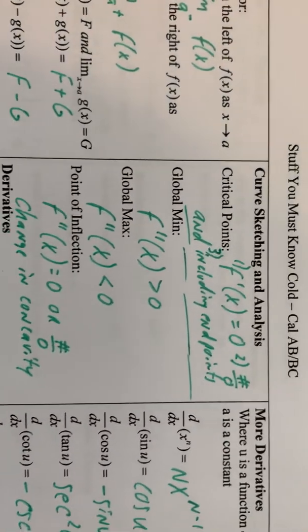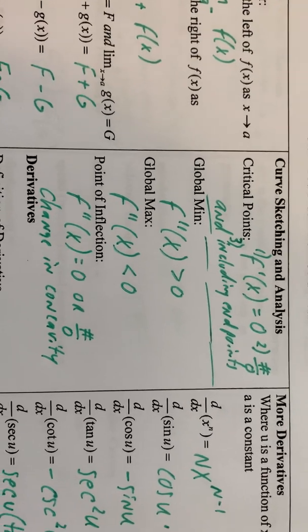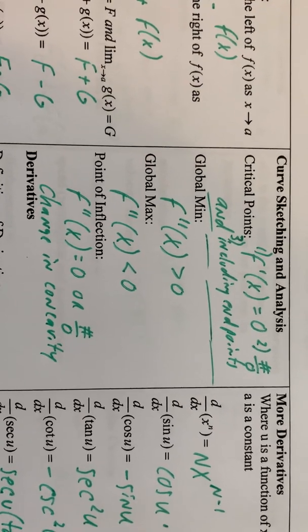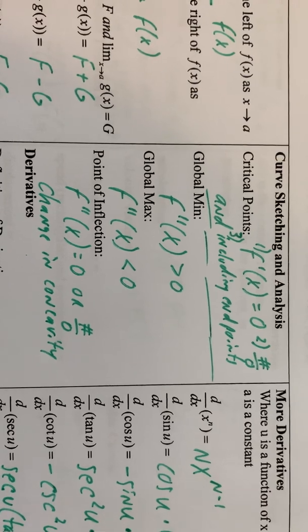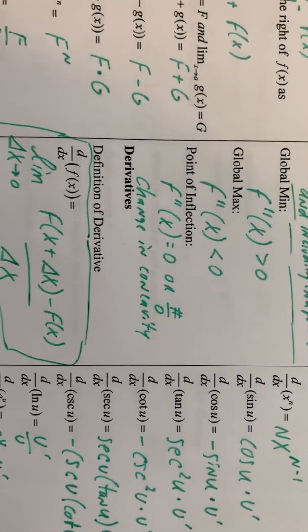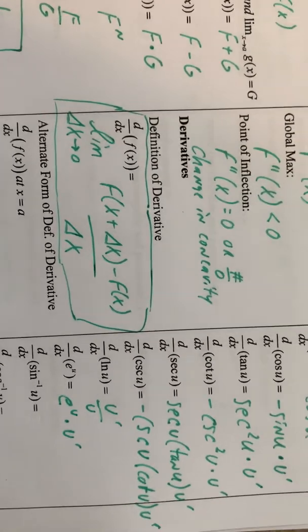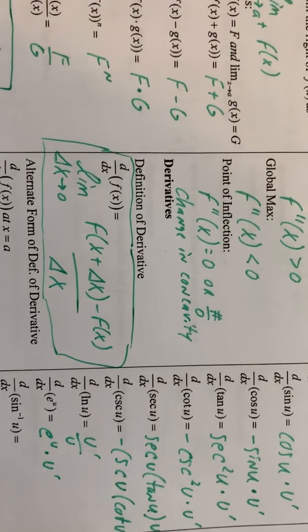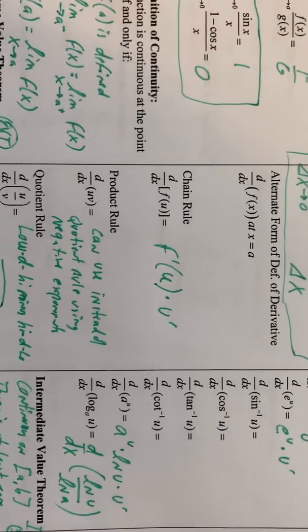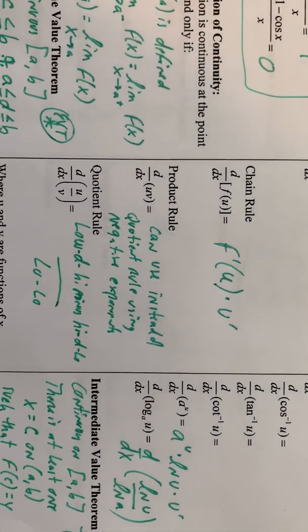Over here, we got some curve sketching here. Remember how to find mins, maxes, critical points, points of inflection. I know it's been a while. Definition of the derivative does show up. Mostly multiple choice, but if we don't have multiple choice this year, probably not going to see it. Chain rule, product rule, quotient rule.